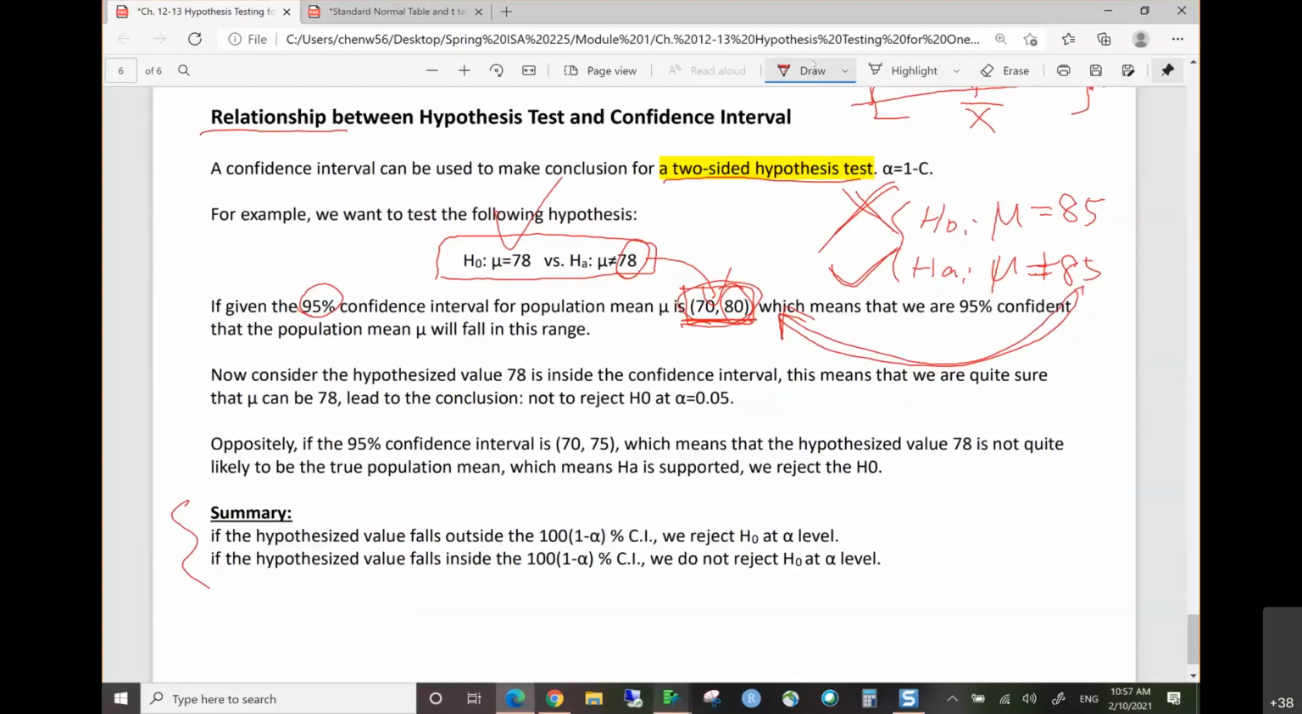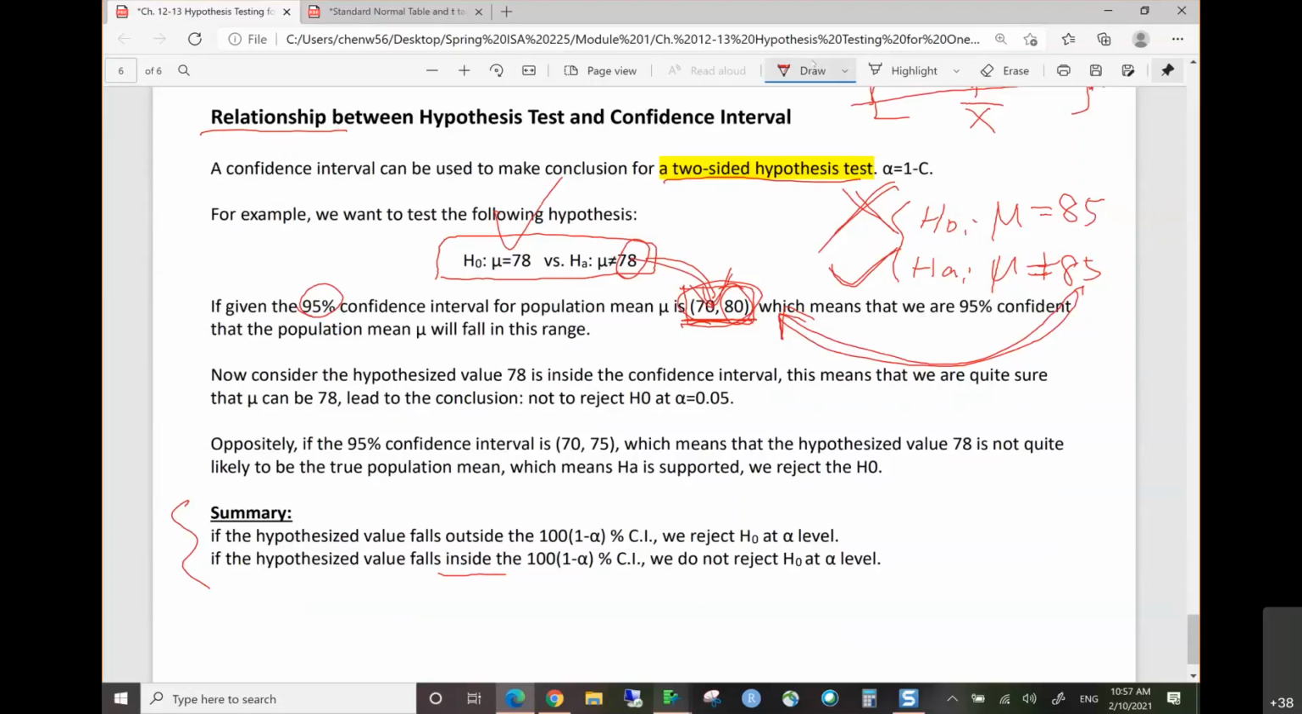The other way, if your hypothesized value falls inside your confidence interval, then we cannot reject the null hypothesis. Right? That means we do not have enough evidence to support the alternative hypothesis.